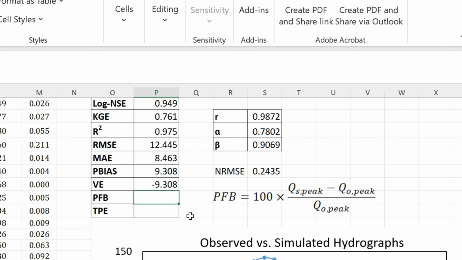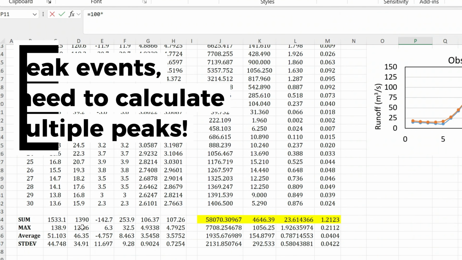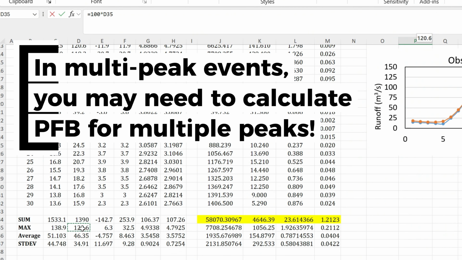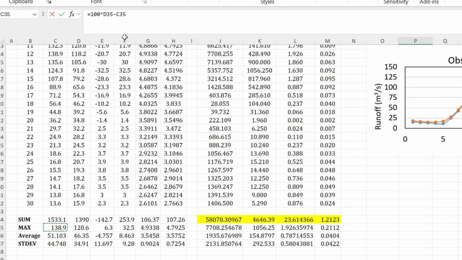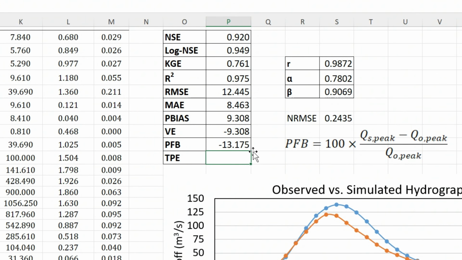Now we move to peak flow bias. It's simple. Basically we are after the difference between the simulated and observed peak flow divided by the observed one. So I have the values ready here. It will be 100 multiplied by the maximum simulated value minus the observed one. Of course, I need to have brackets and then divide it by the observed value, the observed peak. And that will give me 13.175. A negative sign means underestimation, and 13.1 is a percentage basically.